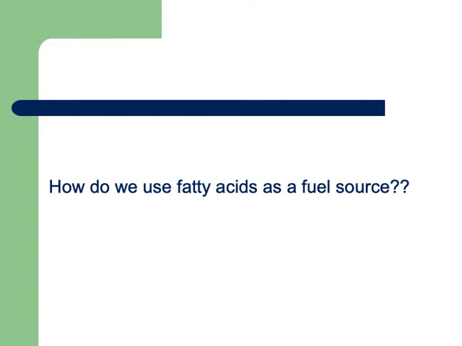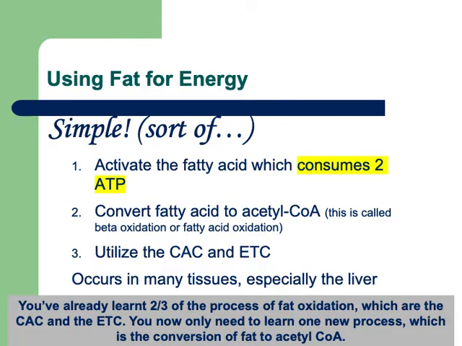In this mini lecture, we will talk about how we can use fatty acids as a fuel source. The first part of fat metabolism that we're going to cover is the breakdown of fat to yield energy. It is a relatively simple process that involves the conversion of fatty acids to acetyl-CoA. This involves three main steps, which are listed on the slide. And half of this you've already learned, which is to utilize the citric acid cycle and the electron transport chain.